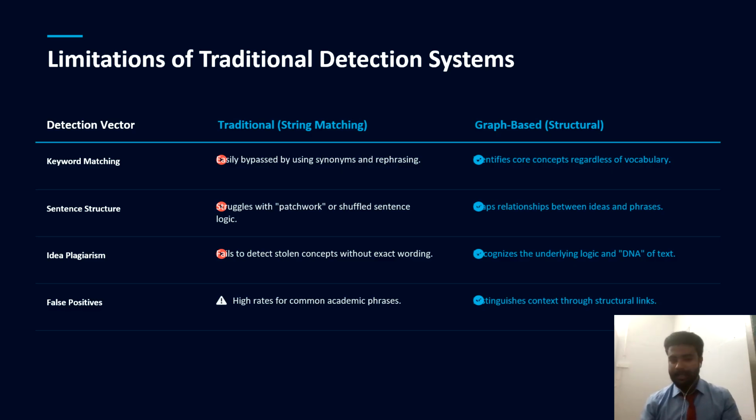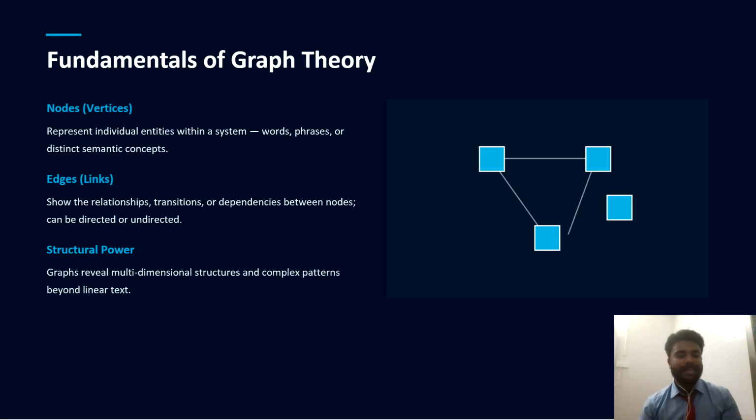Because of these limitations, researchers started looking for a method that can analyze the structure of text itself, and that's where graph theory comes in. Graph theory is a branch of mathematics used to study relationships between objects. A graph mainly consists of two components. First, nodes, which represent objects. Second, edges, which represent relationships between those objects.